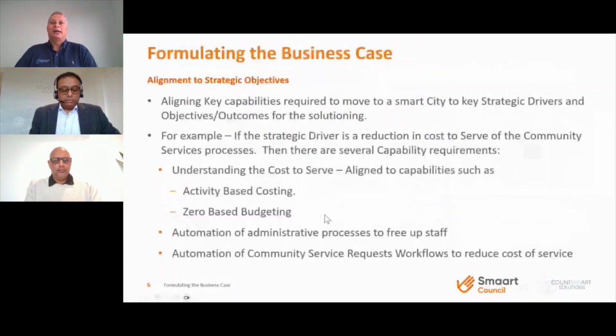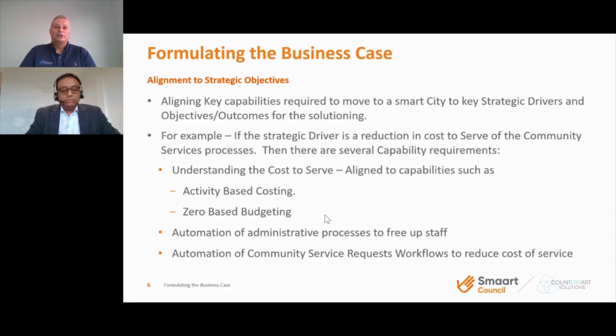The example we might take in picking that up and looking at that is if we were picking up the reduction in cost to serve for the community services, and that's a key driver. Then when we look at our capabilities, some of the capabilities we might need is we need to understand what that cost to serve is. How much does it cost us to register a pet or manage animals in a council? So some of the key enabling technologies or capabilities we might need is activity-based costing. And by its very definition, that will allow us to move towards zero-based budgeting. So those two items might give us the understanding of the cost to serve.